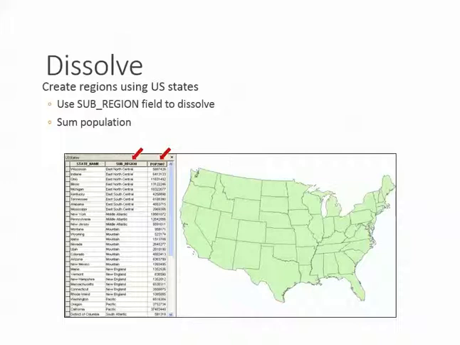So you're going to know the population. Right now you have a population by state, and the result of this tool will give you population by subregion.